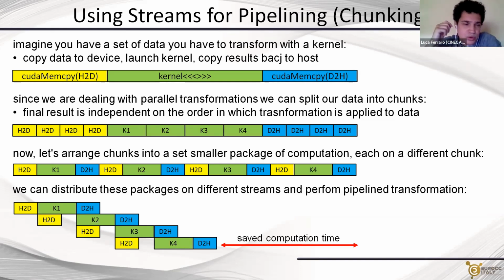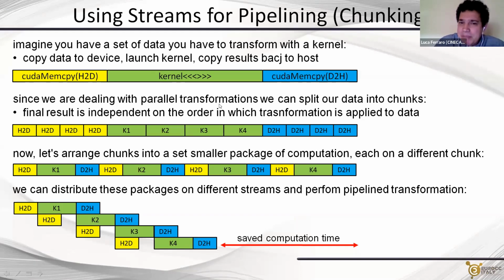For example, you want to have a snapshot on the disk of this computation, and you can call CUDA memcopy device to host. So you move data up, you run your computation, and you move data back. Since we are dealing with parallel transformation, this is the hypothesis, otherwise you cannot use the GPU at all, because they run in parallel.